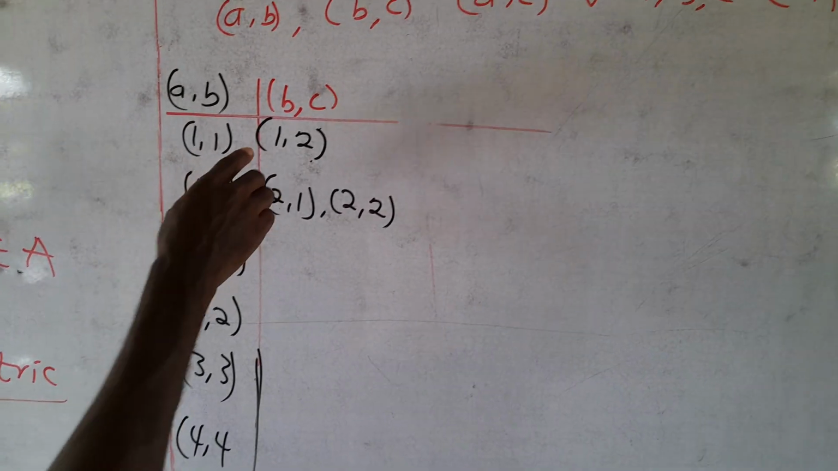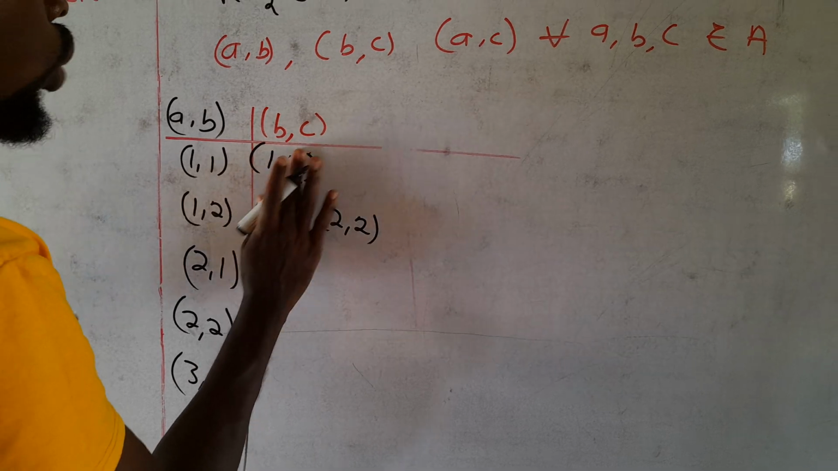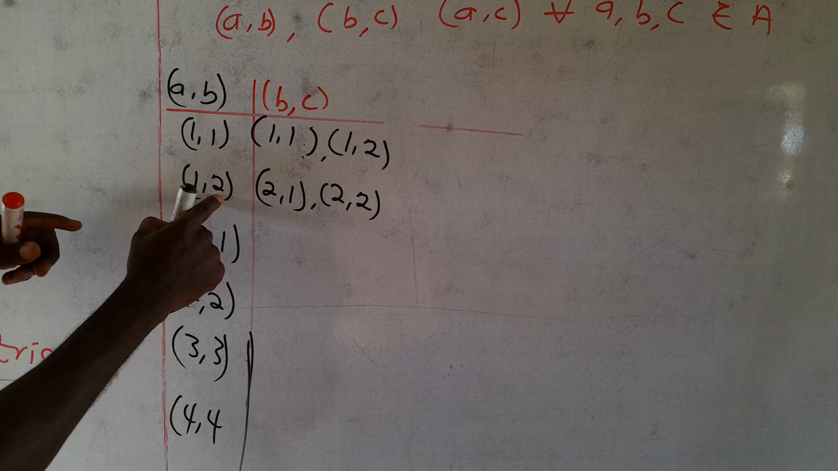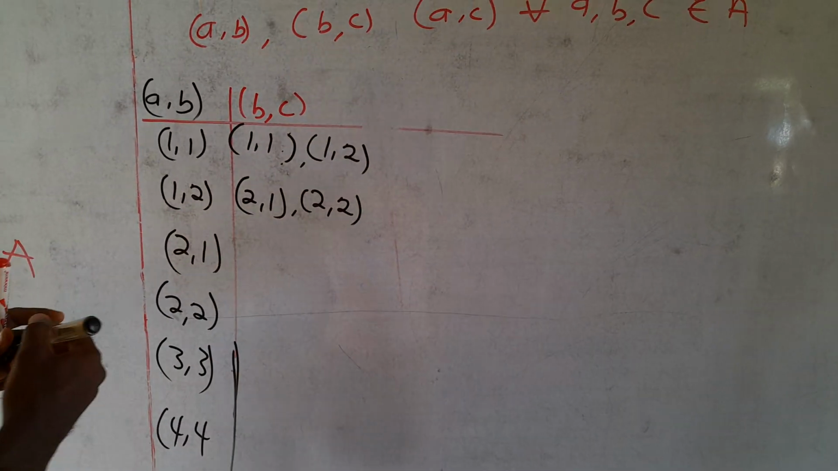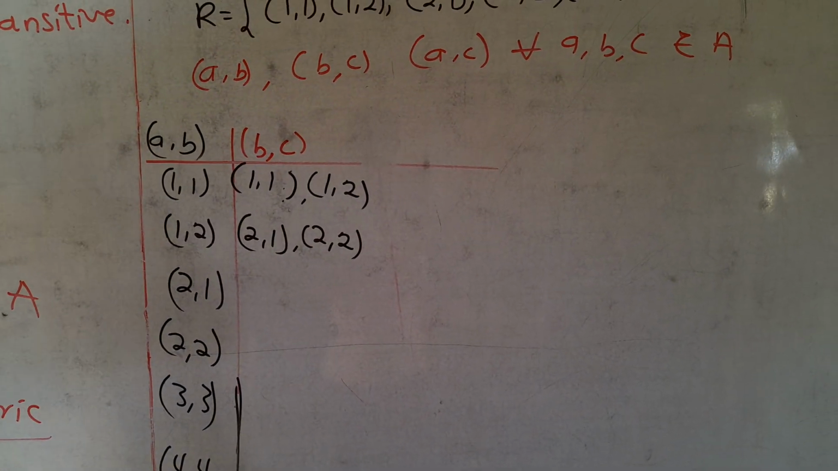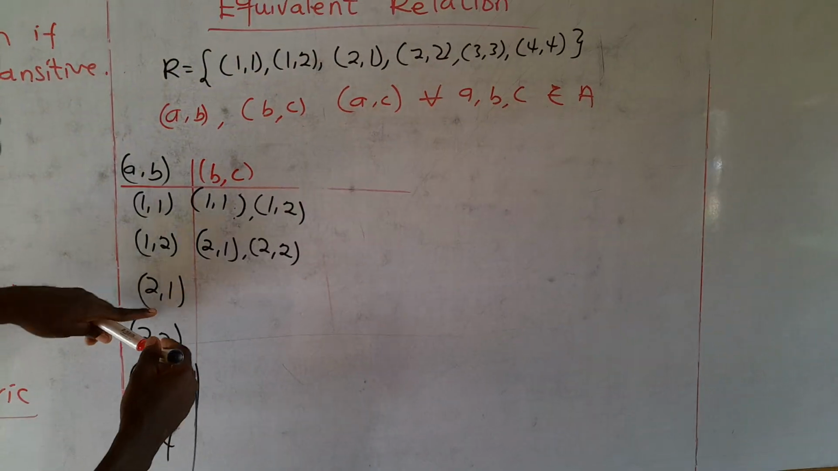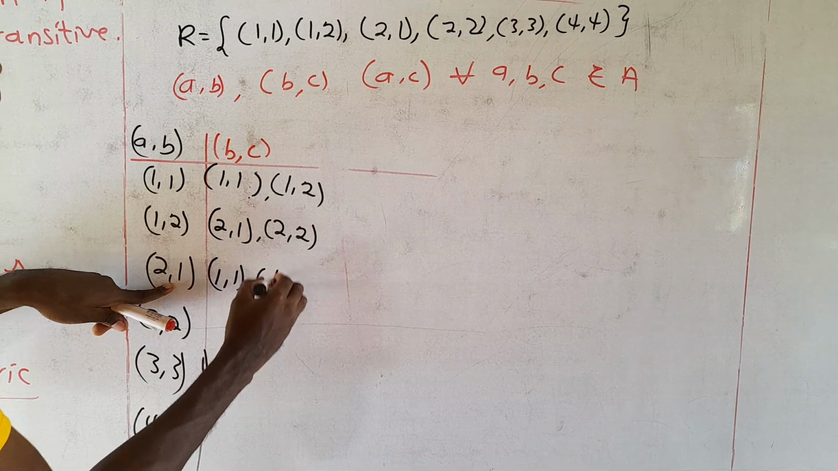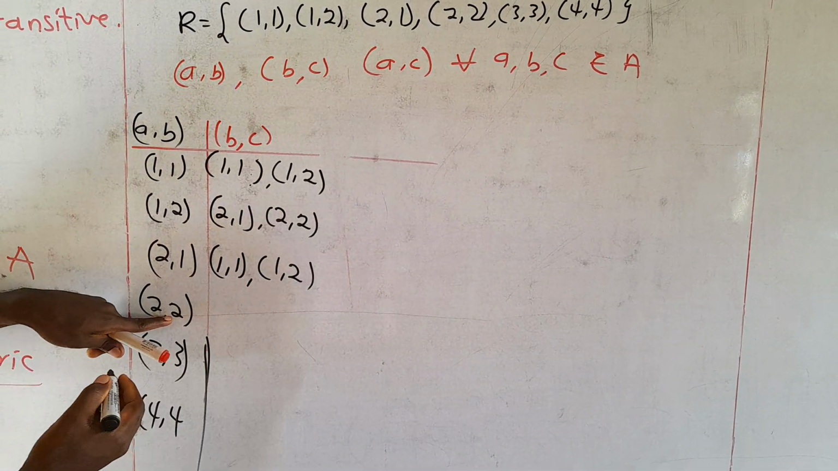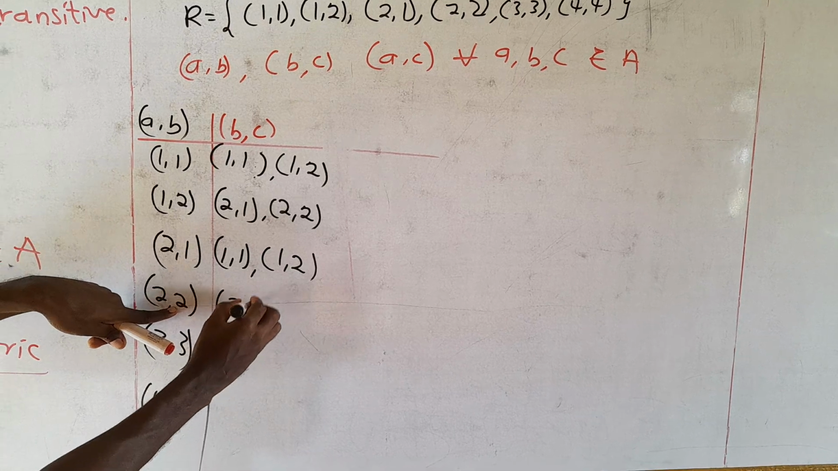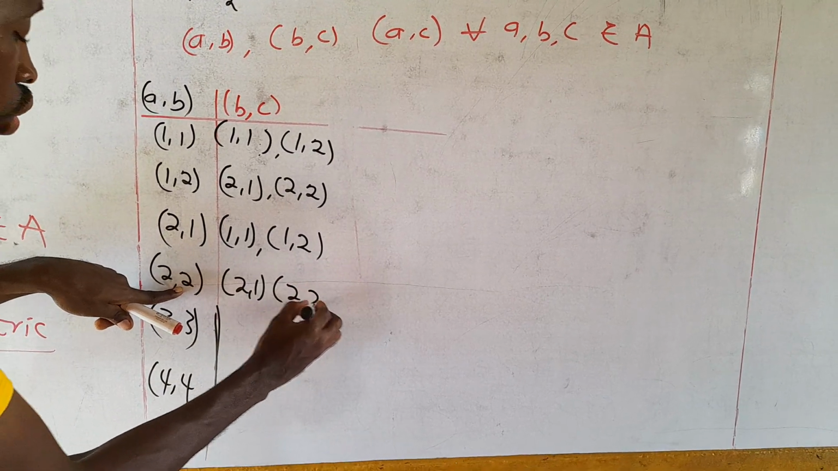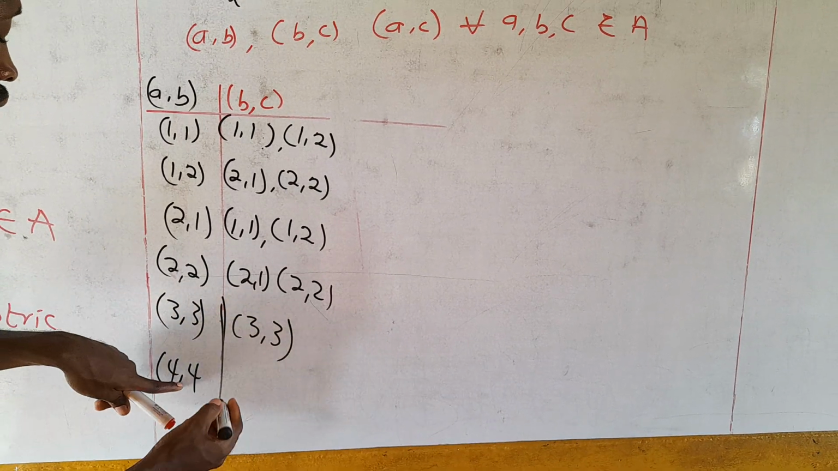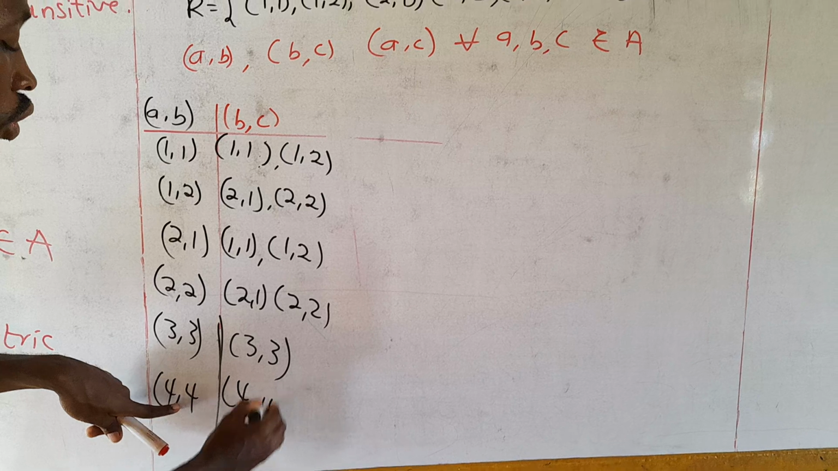With the relation that 1 starts, there is also (1,1). So we have (1,1), then (1,2). The relation that 2 starts, (2,1), (2,2). Please do well to check out my videos on how to determine if a relation is transitive. It will help. Now the relation that 3 starts, we have (3,3). The relation that 4 starts, we have (4,4).